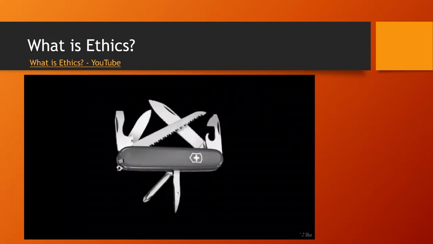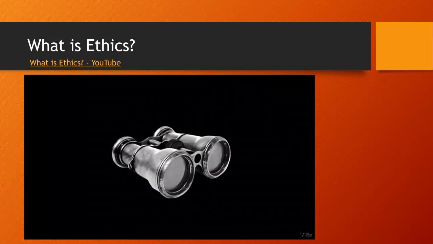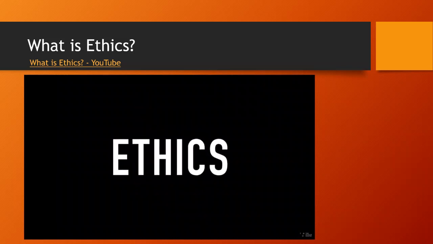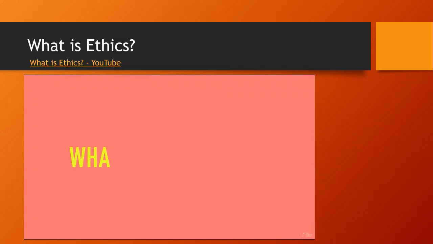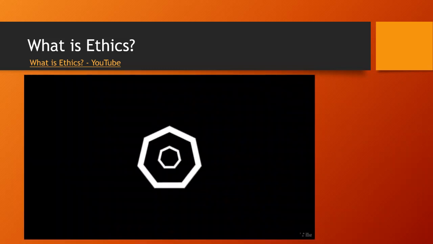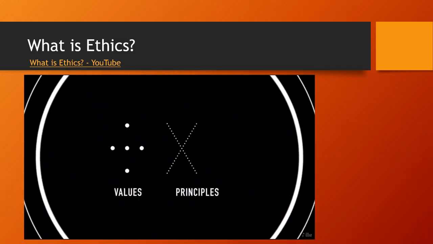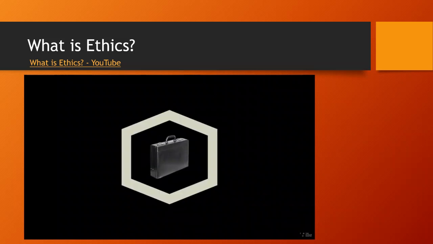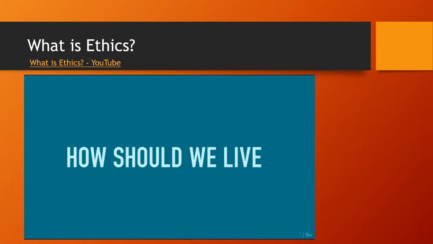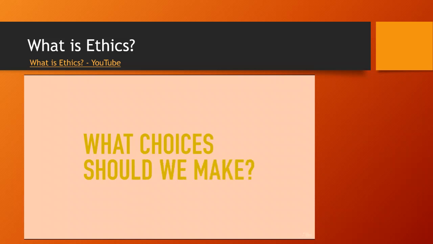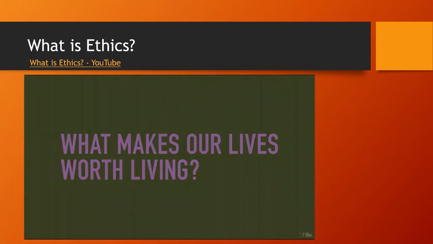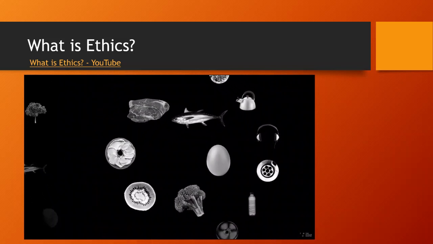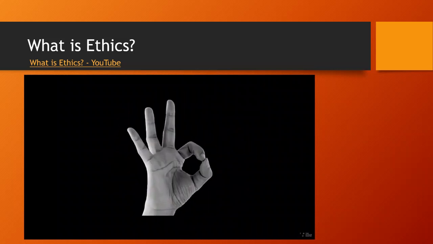You might want to think of ethics as a tool that helps us create the difference between a good decision and a bad one. Ethics is the branch of philosophy that asks the practical question, what should we do? This leads to the study of things like values, principles, beliefs, and norms. These are the things that shape our choices. Ethics asks us, how should we live? What choices should we make? And what makes our lives worth living? It tries to help us define the conditions of a good choice, and then figure out which of our available options is the best one.